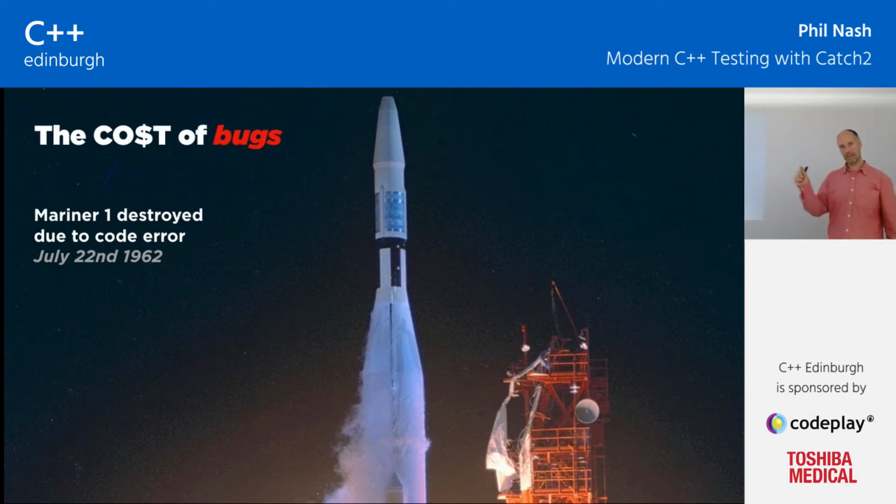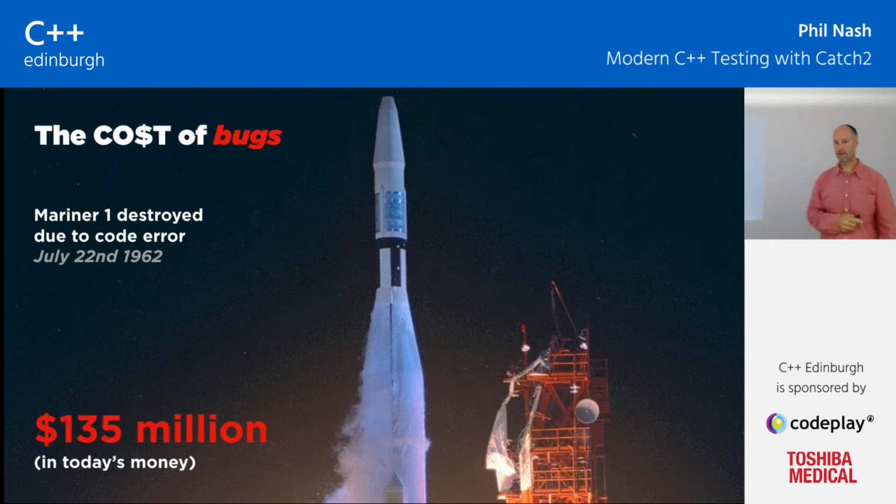But nonetheless, it's just like a single figure, I think, went wrong, and as a result, they lost the whole rocket. At an estimated cost of $135 million in today's money. So think about that next time you make a one-character bug in your code. How much that can actually cost.